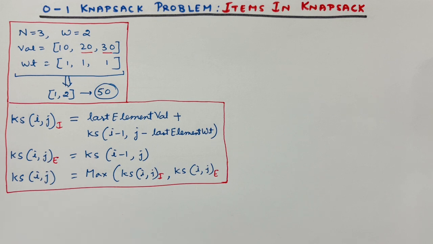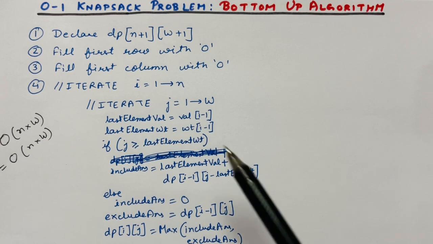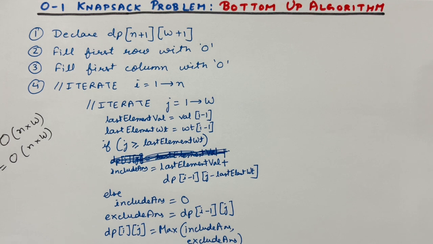How do we solve that? Let us see if we can extend our algorithm to find the actual items in the knapsack that make up the maximum value. In the algorithm, we know that for any combination of i and j, we choose one of the two: either the include answer or the exclude answer. Include answer means we have included the last item, and exclude answer means we have excluded the last item. That means for every i, j, we know whether we have included the last item or not.